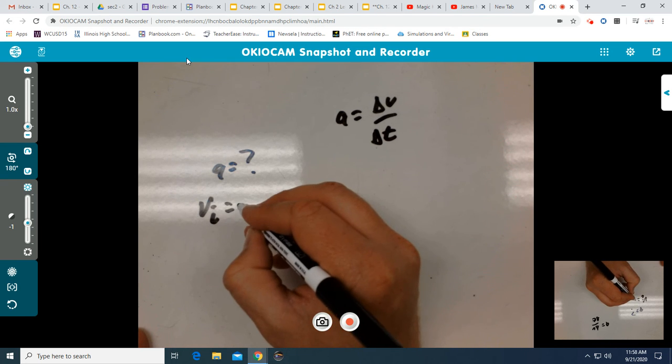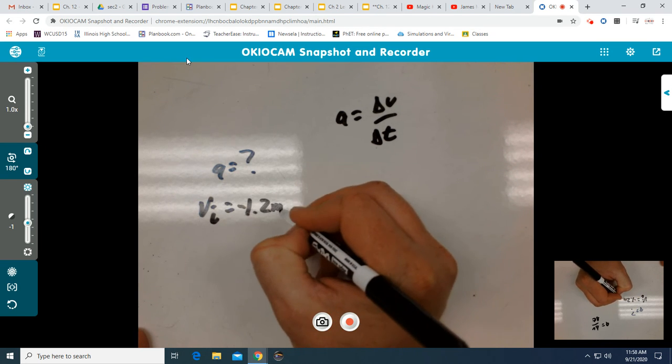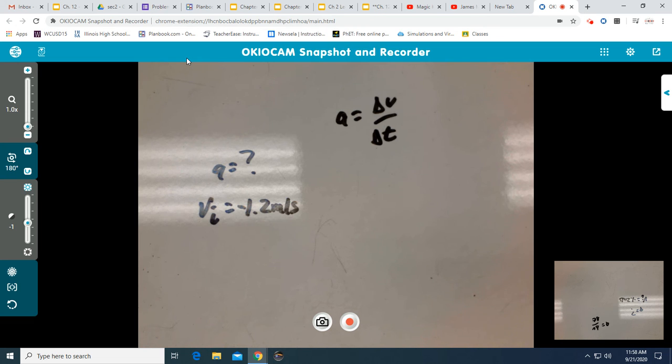Vi, initial velocity, is negative 1.2 meters per second. Now again, it's got a negative value because the treadmill is traveling in the opposite direction that you are facing and, quote unquote, running or walking towards. So if you consider your direction a positive displacement, positive motion, then the acceleration of the treadmill itself would actually be going in direct opposition of you. So that's why it has a negative value.